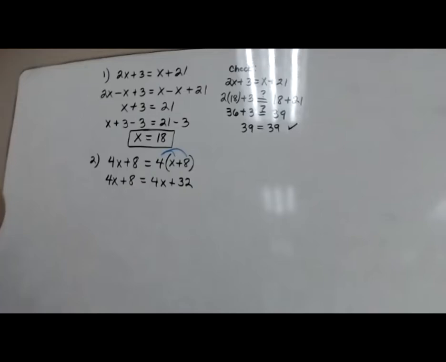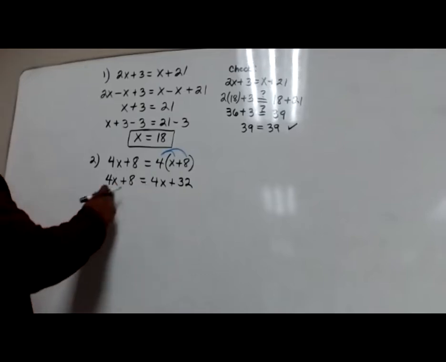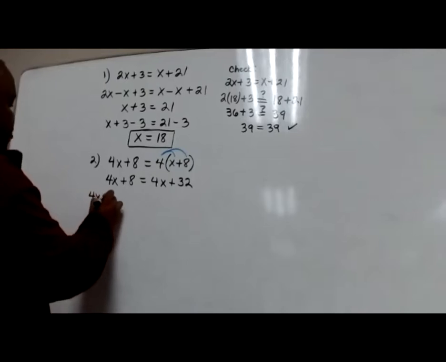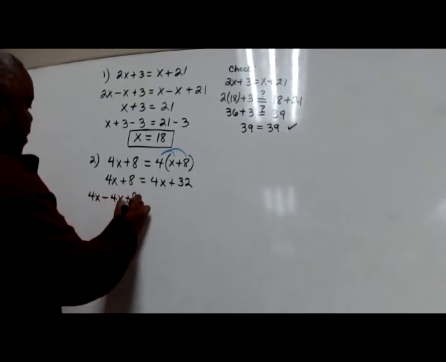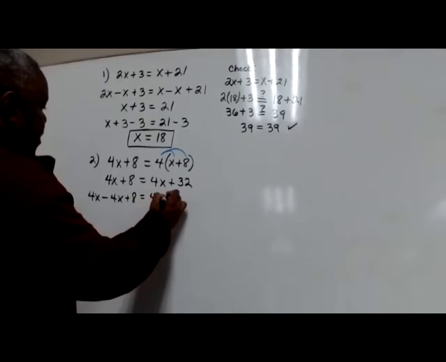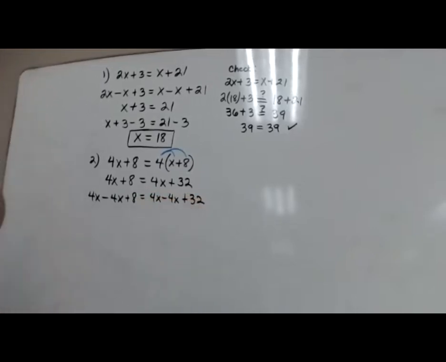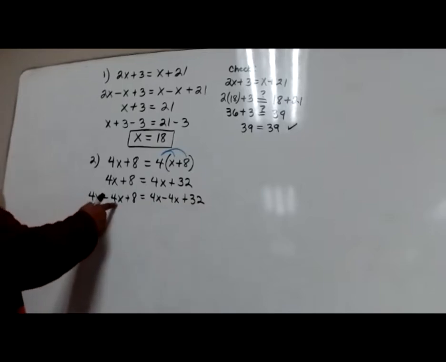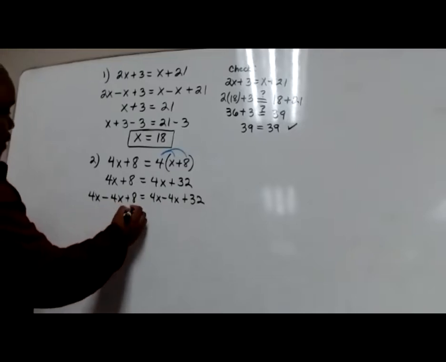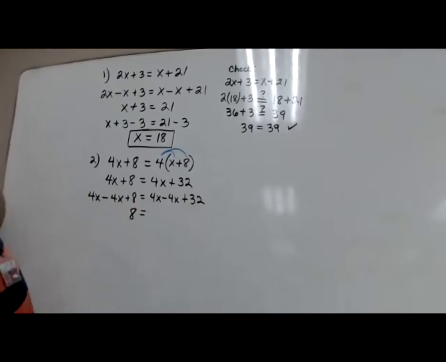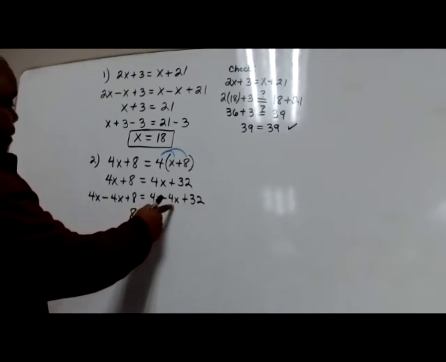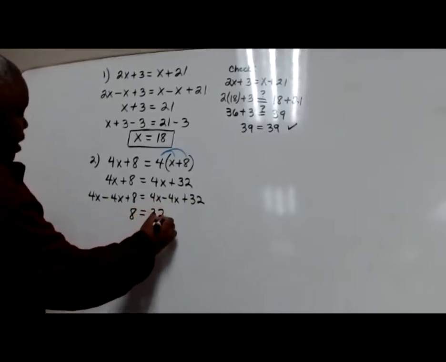And then we're going to try to get all the variable terms, all the x's, on one side of this equation. Well, I'm going to move the 4x by subtracting 4x on both sides of this equation. Now, when I do that, 4x minus 4x is 0, and I'm just left with 8. And that's equal to, again, 4x minus 4x, that's 0. I'm left with 32.